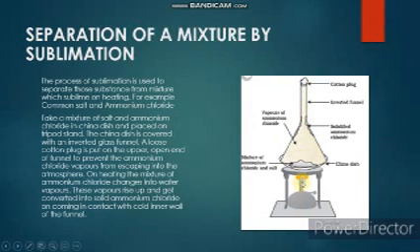Now heat the content. After heating, ammonium chloride will convert into vapor form, and when this vapor comes in contact with the wall of the funnel, it will become cool, and after cooling it will directly convert into the solid form. This is the process through which we can separate a mixture by sublimation.